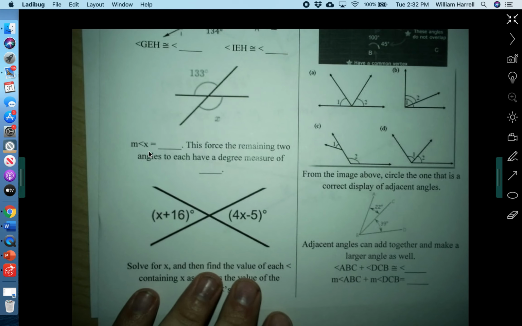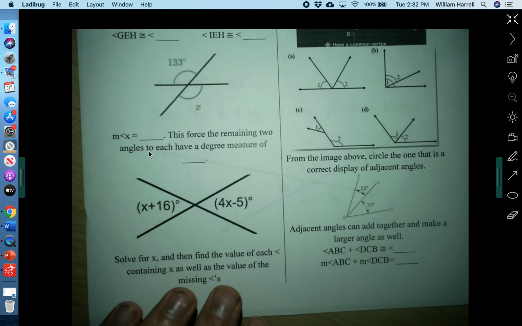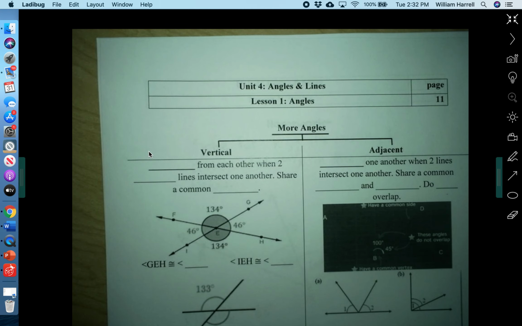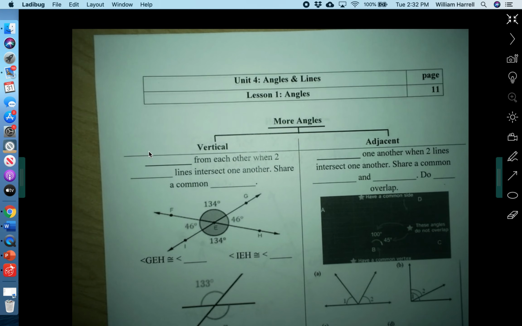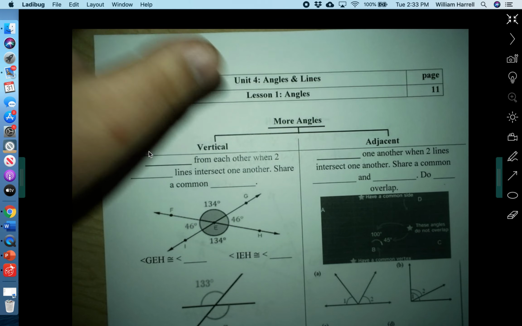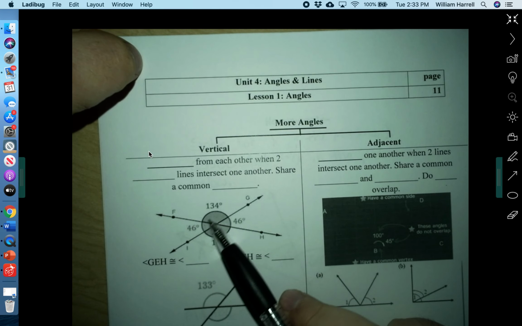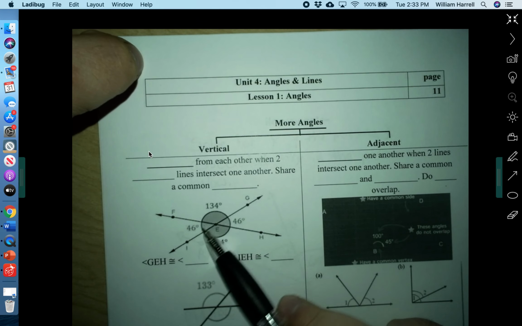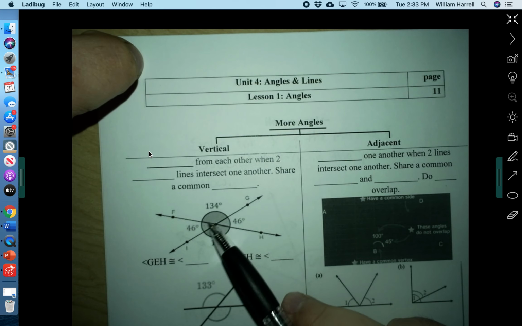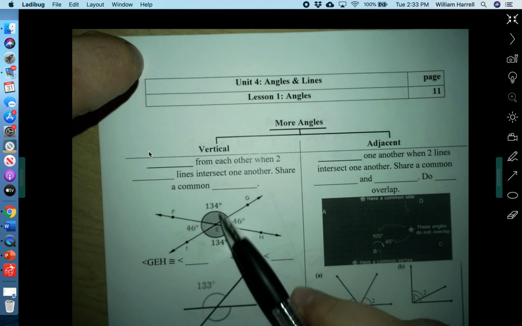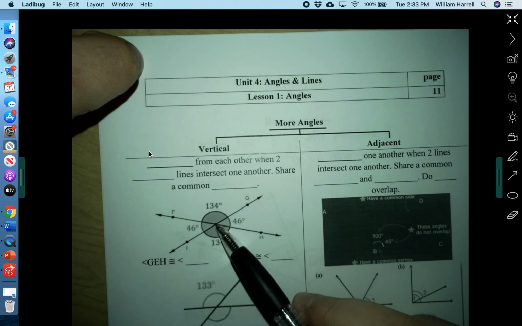Going to page 11, so starting the new stuff. Again, this should be pretty fun, especially because it's very visual. I'm going to tell you to go with your gut with vertical angles. What do I mean by that? Before I even get into the notes, nobody in their right mind would say that this angle and this angle look the same. Okay, so they're not the same. This angle and this angle, well, yeah, they kind of look the same. This angle and this angle, they kind of look the same. If they kind of look the same in vertical angles, set them equal to each other.